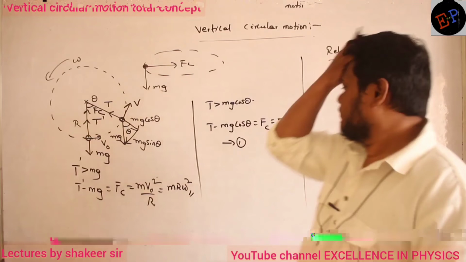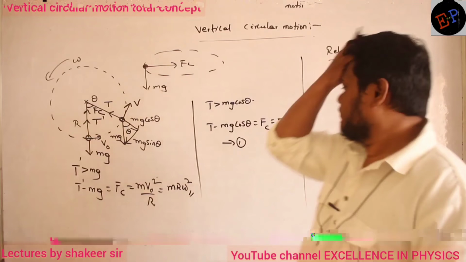So normal reaction will be in this direction, no? Weight of the bob, mg, will be acting downwards. Clear, no? This mg I can split into two components. If this angle is theta, this angle also will be theta. So this is mg sin theta.